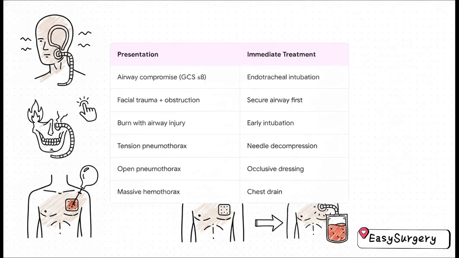But notice the nuance here. If you're dealing with severe facial trauma obstructing the airway, your primary goal is just to secure that airway first and foremost by whatever means necessary. Now, moving down to the chest. The sheer pressure of a tension pneumothorax means you need immediate needle decompression. You don't have time to wait. That's totally different from an open pneumothorax, where you need a 3-sided occlusive dressing to act as a one-way valve, or a massive hemothorax, where an intercostal chest drain is required to clear all that pooled blood.